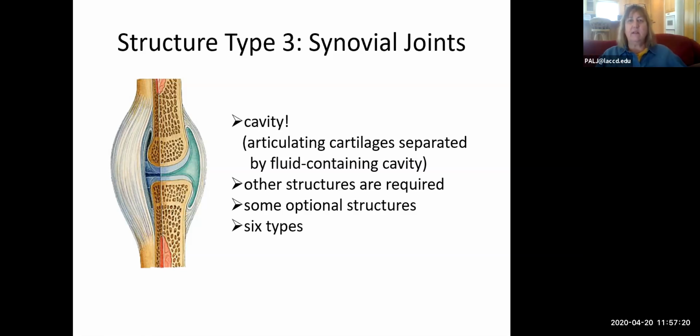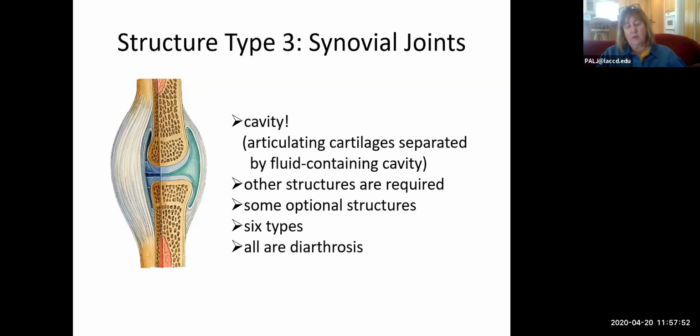For instance, in a car, it's required that you have a gas tank. It's required you have a steering wheel. However, it is an option to have a sunroof, and it is an option to have air conditioning. So at the top of the slides, I've clearly written which ones are required and which ones are options. And so we're going to learn about the structure of a synovial joint first, and then we will come back and learn about the 6 types of synovial joints.